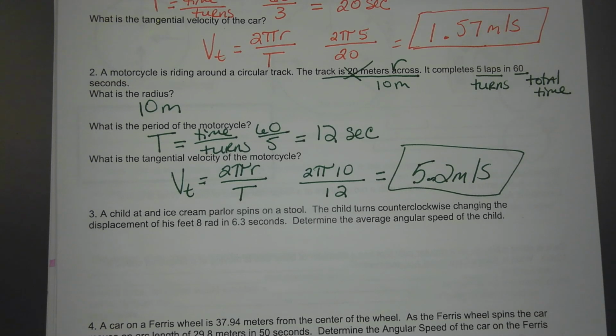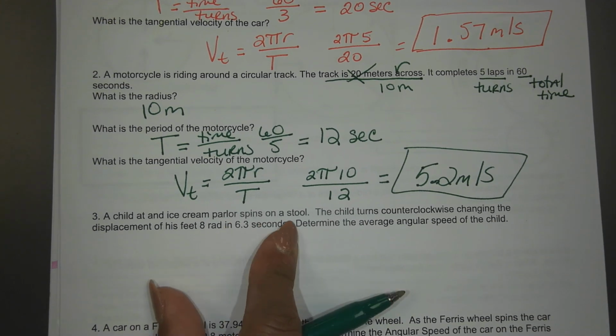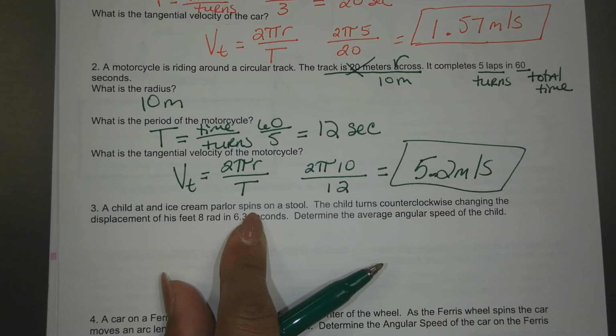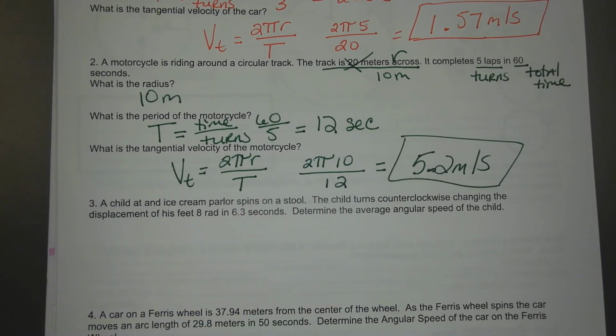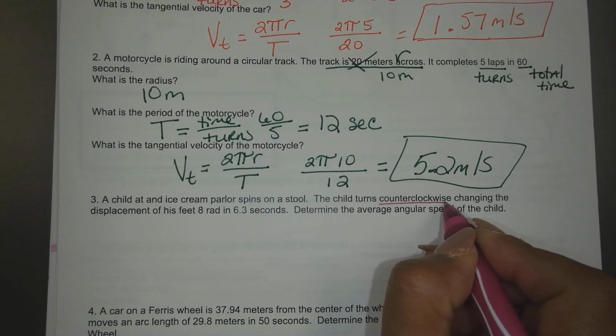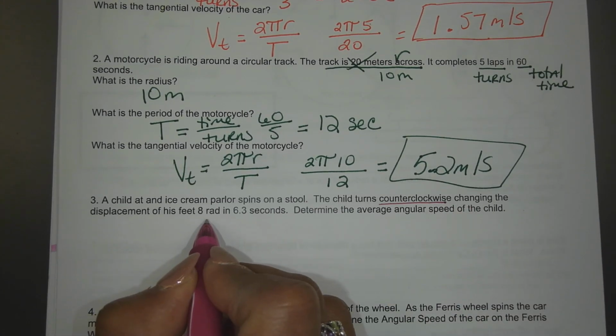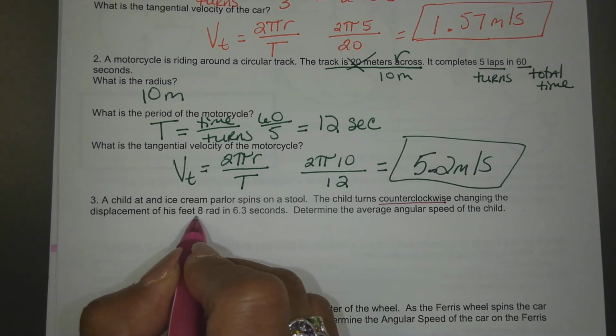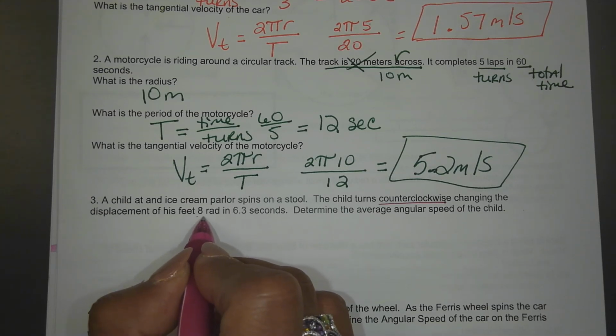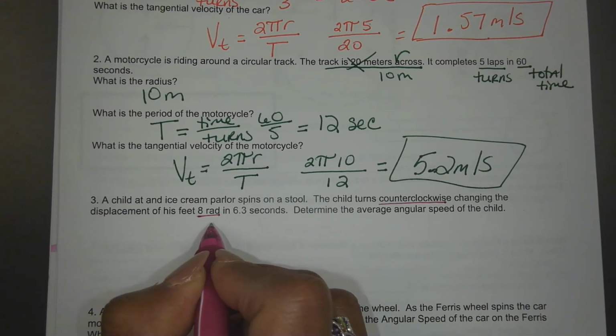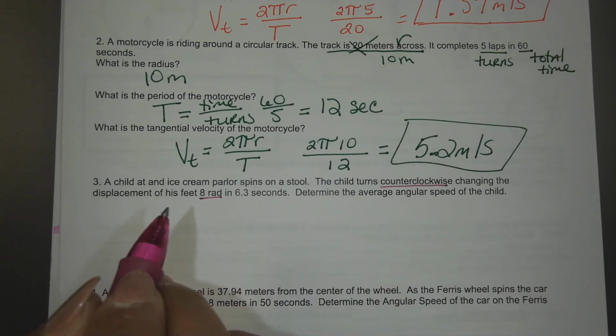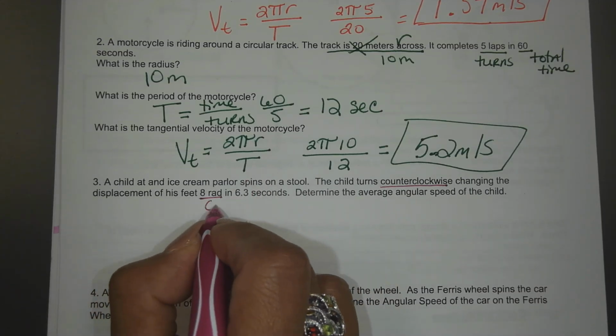The next one, number 3. Number 3 says that there's a kid at the ice cream parlor that sits on a stool that spins. Okay. Now, the child turns around counterclockwise, which is positive direction, and the kid's feet displaces 8 rads. Oh, rads. We talked about rads. Rads is theta.